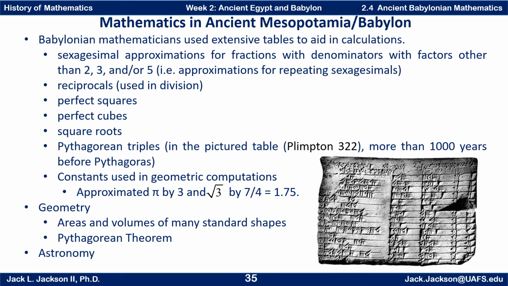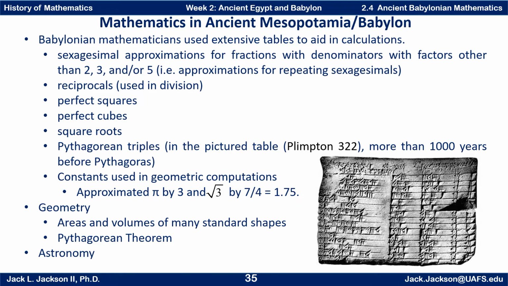So, some more about the mathematics in ancient Mesopotamia and Babylon. The mathematicians were able to do extensive calculations, and they had made tables that we have records of that aided them in these calculations. So they had sexagesimal approximations for fractions with denominators with factors other than 2, 3, or 5. In other words, for repeating sexagesimals, they had finite terminating approximations of those, and again, they knew they were approximations.